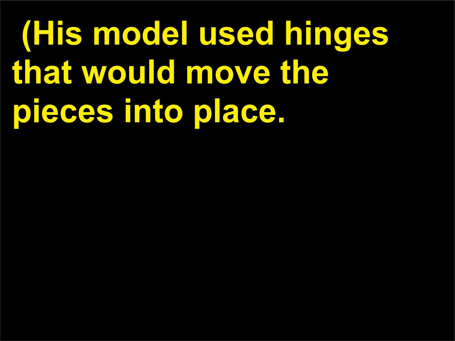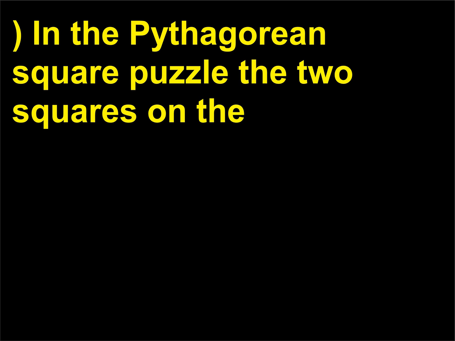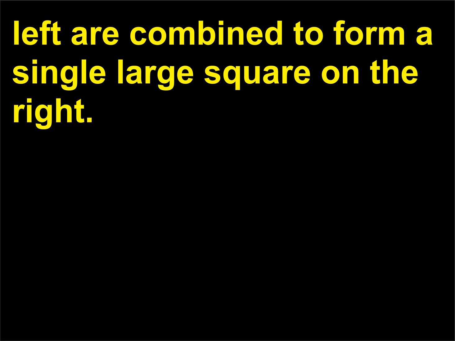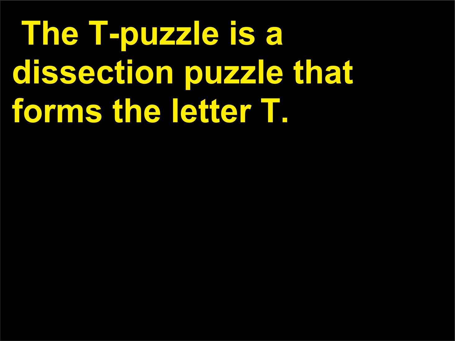In the Pythagorean square puzzle, the two squares on the left are combined to form a single large square on the right. The T puzzle is a dissection puzzle that forms the letter T. Four pieces are used to create the capital letter, as seen on P425.